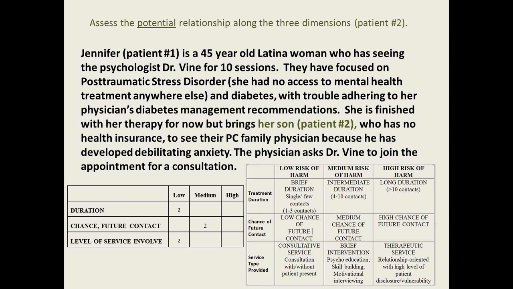So we've never seen him before, so we have basically no duration of treatment with her son, and so we rated him as low risk of harm. We've had absolutely no contact, but right now we're thinking we might have 1 or 2 contacts. So when we talk about patient number 2, we're kind of looking into a crystal ball to think, based on the limited amount of information we have, what might happen. So it's a little forward thinking. So low risk of harm for duration, chance of future contact.